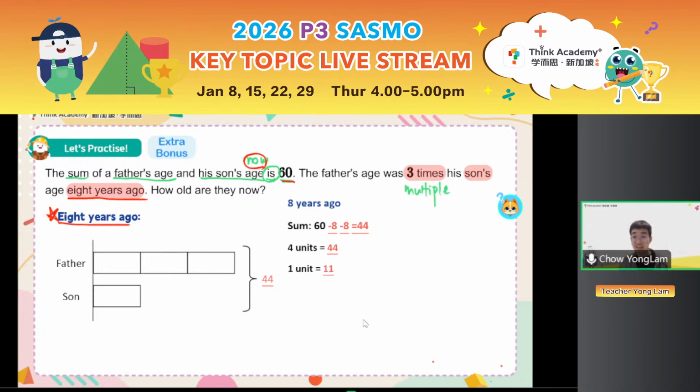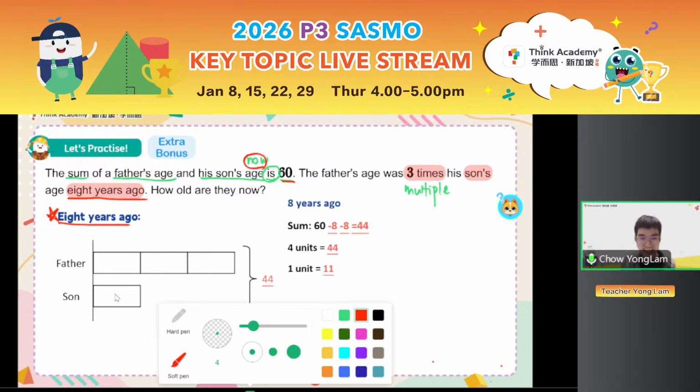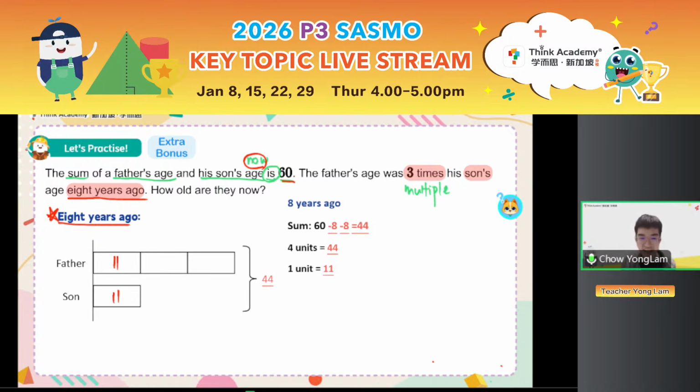Okay. So am I done yet? No. So you can label this, each unit is 11. But now, what is the question asking? The question is asking, how old are they now? Is it enough to only look at the model and calculate 11, 11, 11, 11? No, because look back at the timing. The timing of the model is 8 years ago.